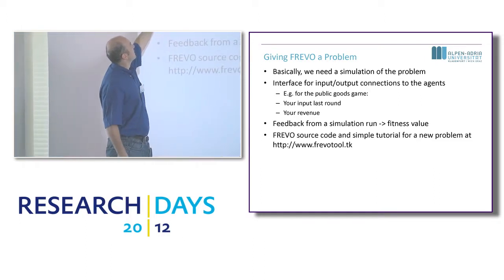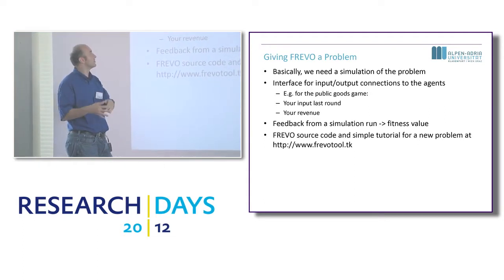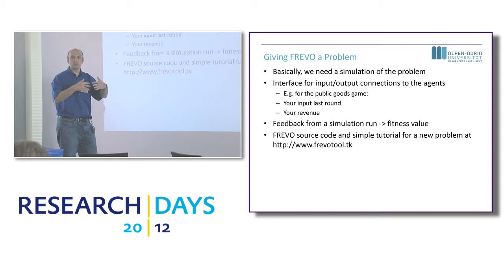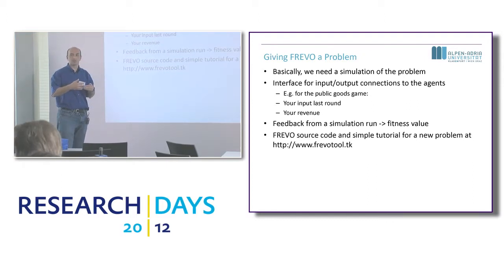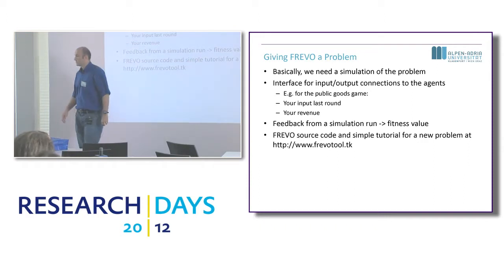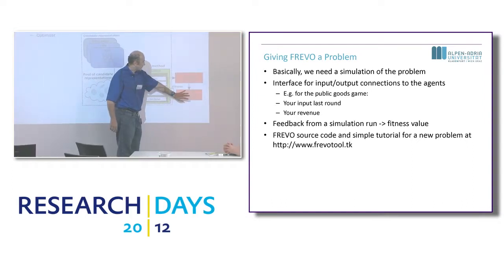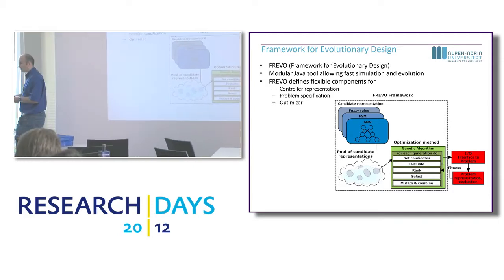So one critical part is to design this interface for the agent, so the input and the output connections. So for example, for one game, we gave it an input of a round before what the others played, and another input was how well the agent performed in the last round, and then the agent could decide what to do in the next round. Important is that the simulation gives back a fitness value to FREVO. So we have here this interface, we have here the simulation, and the simulation should give back the fitness. So this simulation run with these agents performed like whatever value you want to use.